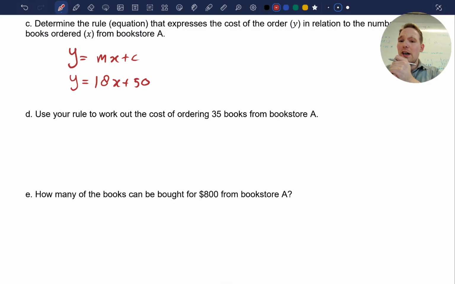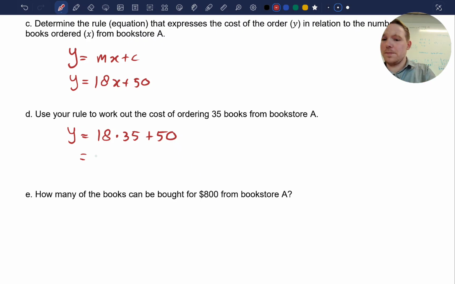Use your rule to work out the cost if you order 35 books. Well, in that case, x, the number of books, is 35. Now we add 50. You all have done this as your homework, so please tell me what's the outcome to this question? 680. Yes. Good job.